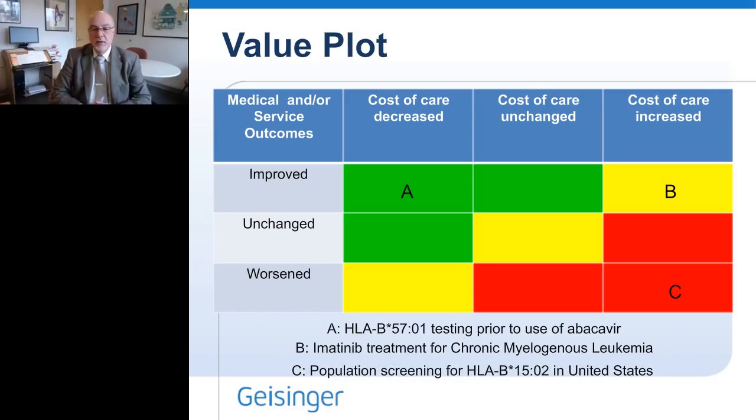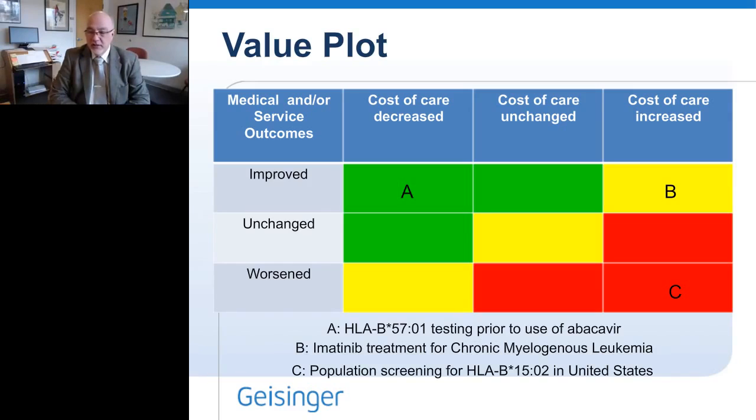Unfortunately, what we do a lot of in healthcare, apologize for the little glitch with the server there, is that we apply technologies indiscriminately. So there's another HLA type, 1502, that is associated with an increased risk of severe cutaneous adverse events to patients that are given carbamazepine.